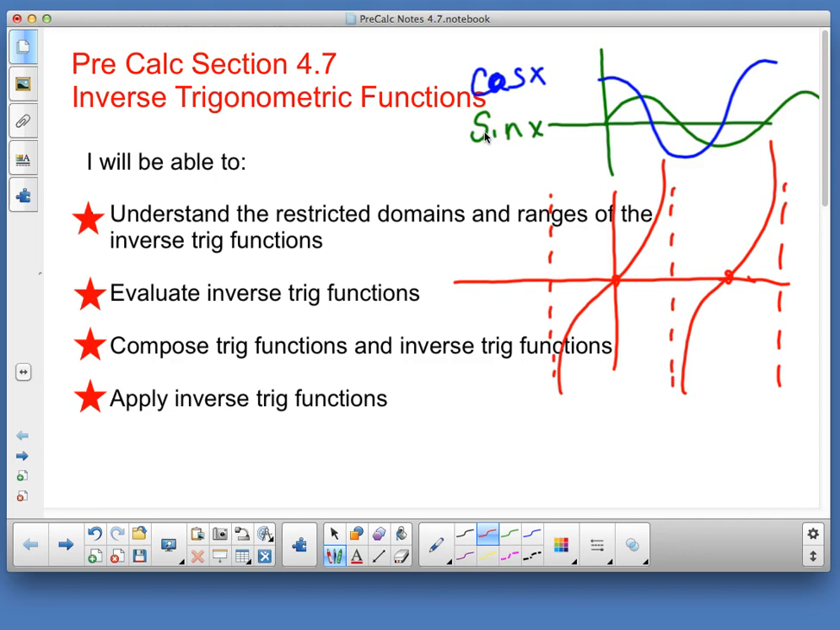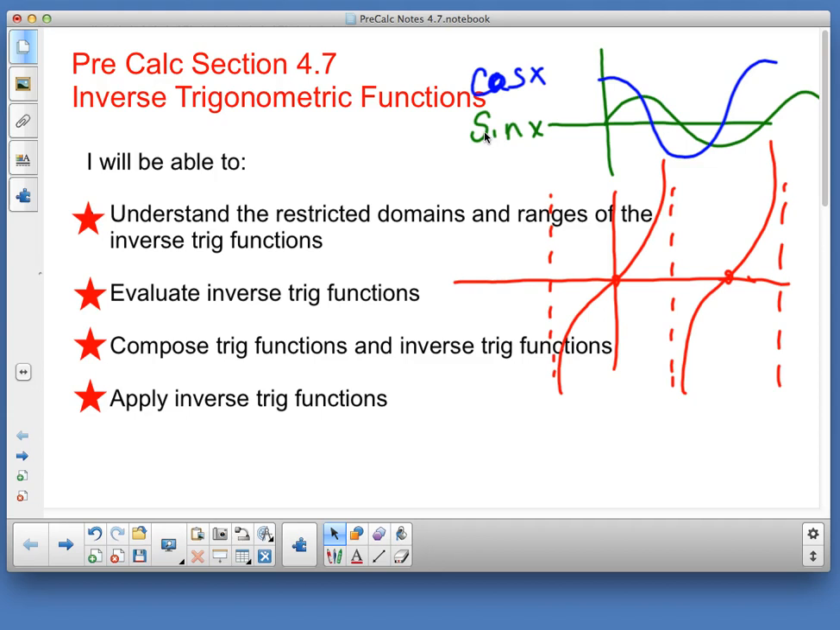We're going to talk about something called the principal value range, PVR, if I ever shortcut it. And it's going to be the range in which we are working in the function to make the inverse actually work and be a function so we can use it in our calculator. So that's what we're going to be doing. We're going to understand the restricted domains and ranges of inverse trig functions. And the only three we're going to work on is sine, cosine, and tangent.